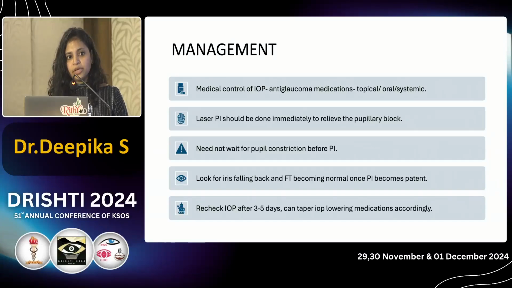You can just take the patient to the laser room, look for any thin area of the iris and make a patent PI. In such cases you have to be careful, because the AC will be very shallow. The iris will be just touching the cornea, just behind the cornea, so you should be careful not to injure the cornea as well. And once you get a patent iridectomy, you can see beautifully the iris falls back, and even the finger tension becomes normal. In some cases, you can even see the cornea clearing immediately.